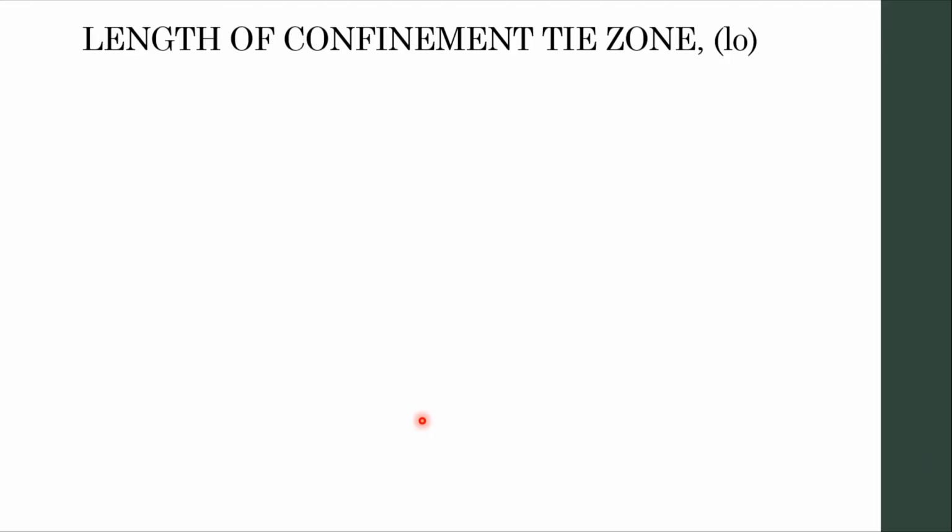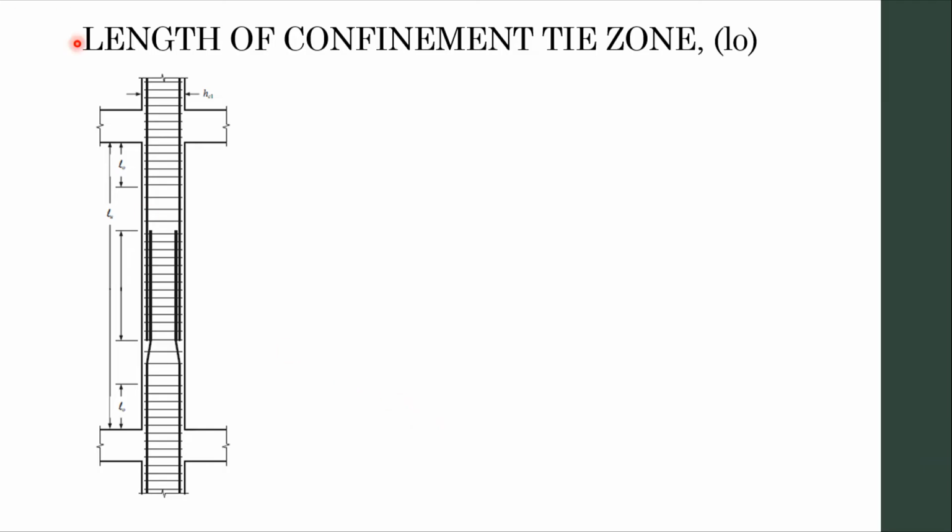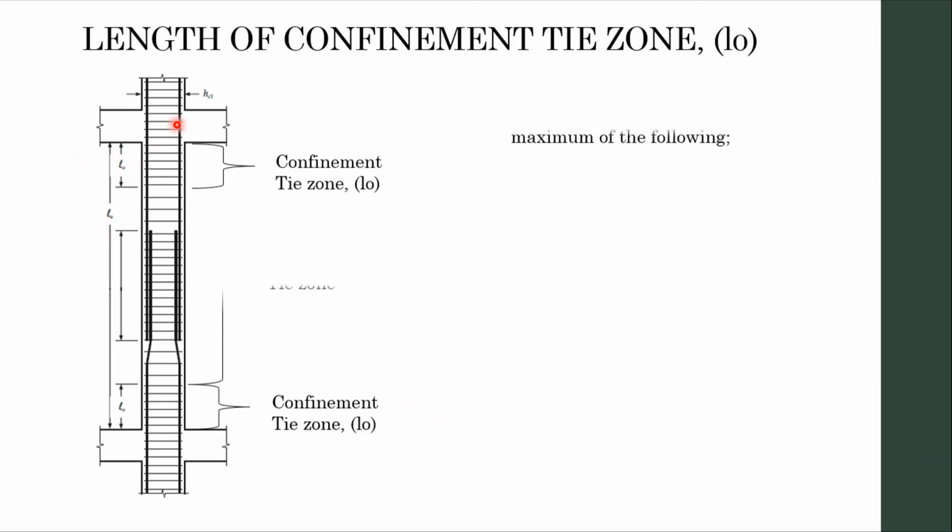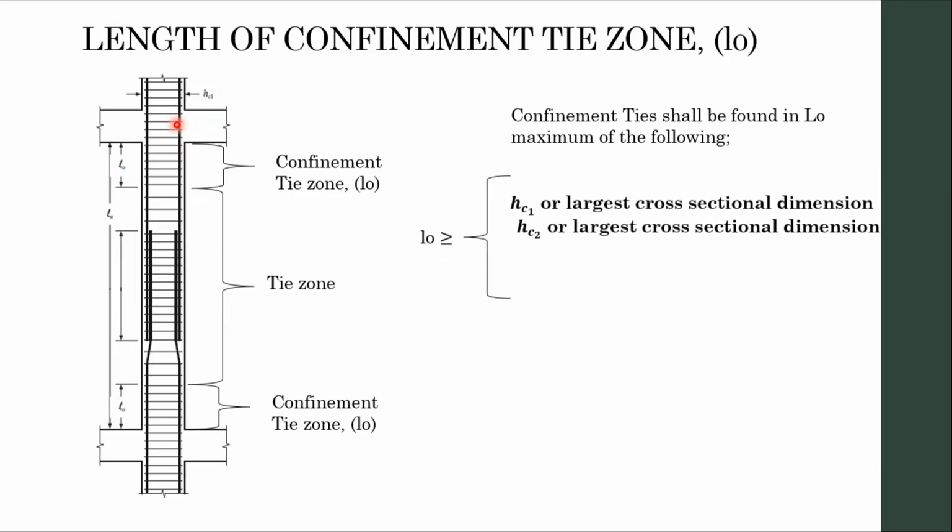Pag-aralan natin, what is the length of our confinement tie zone? Yung LO na yon, ano ba yung distance nun? So kino-compute yon. So this is our LO, the confinement tie zone na tinatawag. Based on NSCP section 418, the confinement tie zone shall be found in LO, maximum of the following.